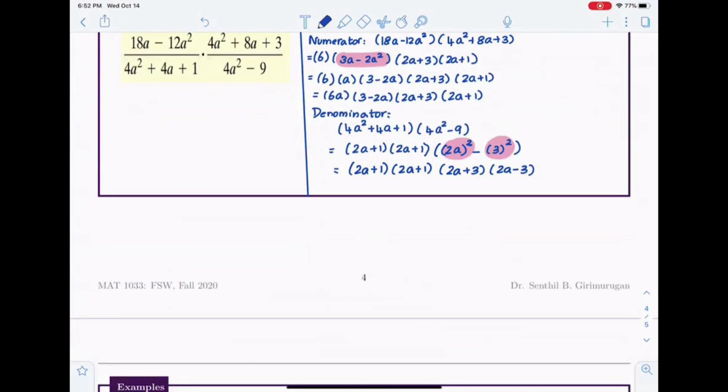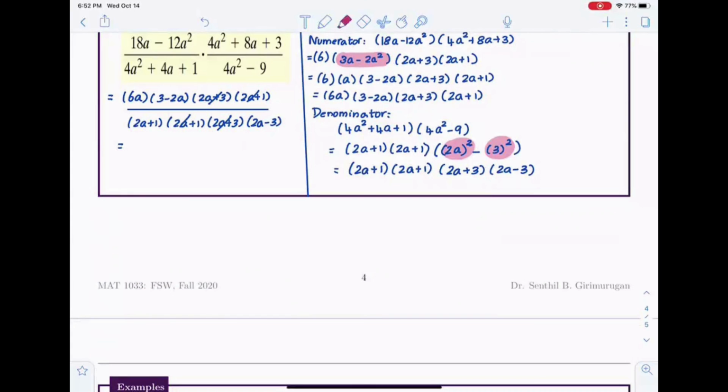Now we just have to put things together. So numerator over denominator. 6a times 3 minus 2a times 2a plus 3 times 2a plus 1, divided by 2a plus 1 times 2a plus 1 times 2a plus 3 times 2a minus 3. So the 2a plus 1 will get cancelled. 2a plus 3 will get cancelled.